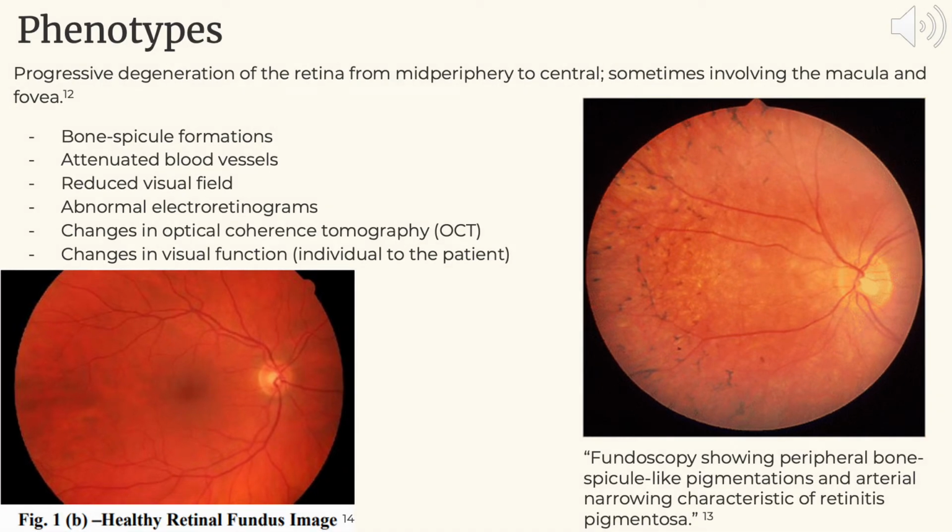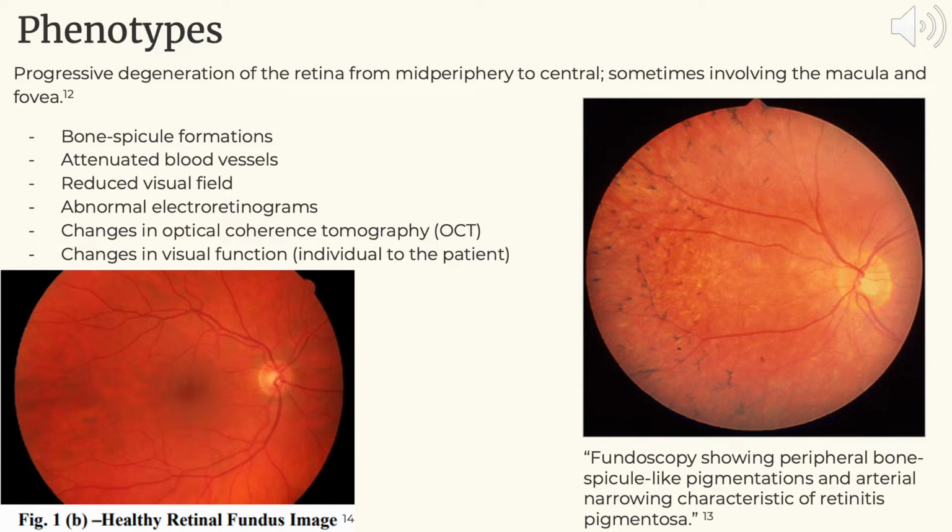So as we said before, retinitis pigmentosa, or RP, is progressive degeneration of the retina from mid-periphery to central, and it can sometimes involve the macula and fovea, and what you'll find is bone spicule formations, attenuated blood vessels, reduced visual field, abnormal electroretinograms, changes in OCT, and changes in visual function that are very individual to the patient.